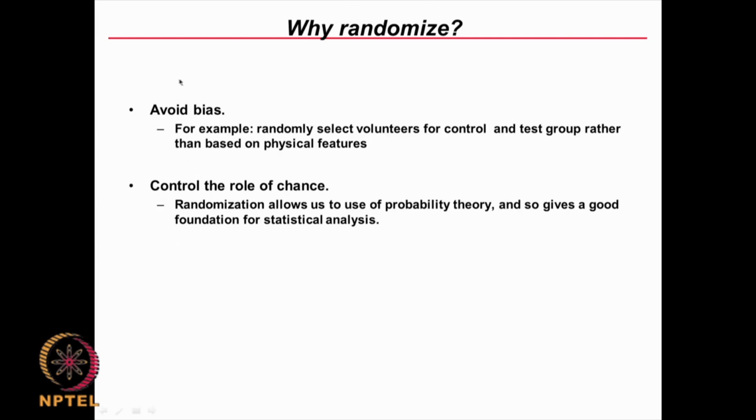Why randomize? It avoids bias. So, volunteers are randomly selected for control and test group rather than based on physical features. Like as I said, if we look at people who look healthy and put them in control, that is not correct, that is bias. If you look at healthy volunteers or unhealthy volunteers and put them into the test group where we are going to give the drug, again that is not correct actually.